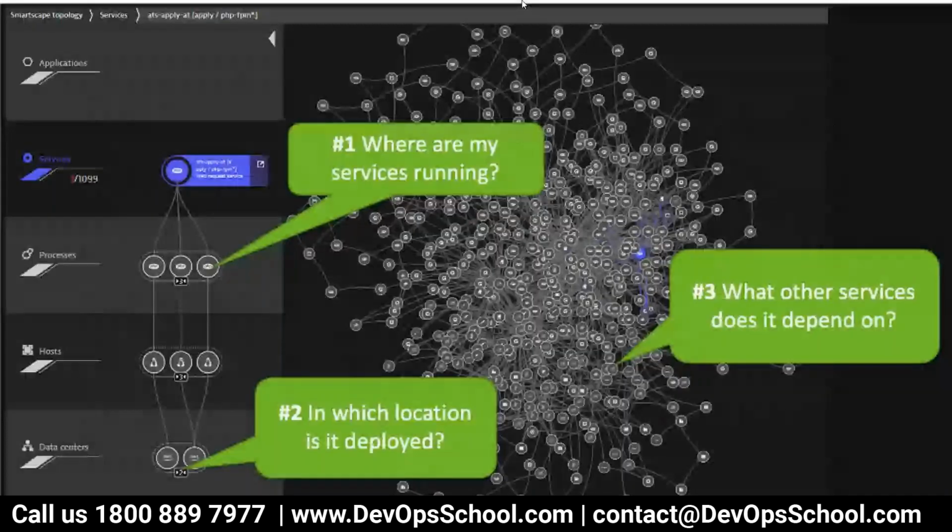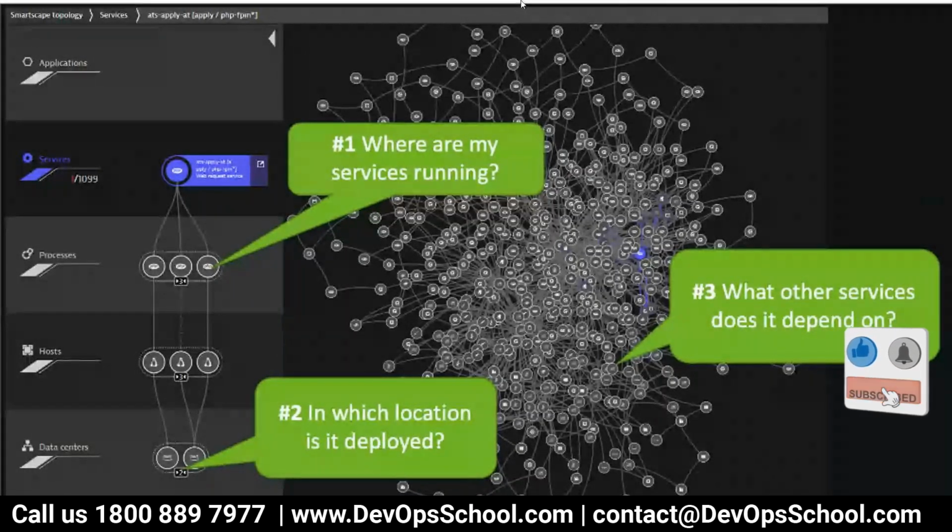Okay, so this is just some of the visualization screenshots of Dynatrace. Here you can see, on the right side, you have so many microservices and their dependencies and relationships, multiple applications, services, processes, host from different data centers. So you can see where my services are running, in which location it is deployed, what other services it depends on. So it's giving you the complete information as part of the Smartscape topology.